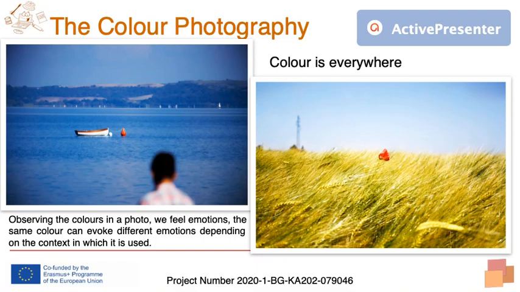If we want to create a photo with high color contrast, we use the colors that are on opposite sides of the wheel. Color has emotional value. Observing the colors in a photo, we feel emotions. The same color can evoke different emotions depending on the context in which it is used. It can also provoke different emotional responses in some people than others. But in general, colors cause a similar universal response.